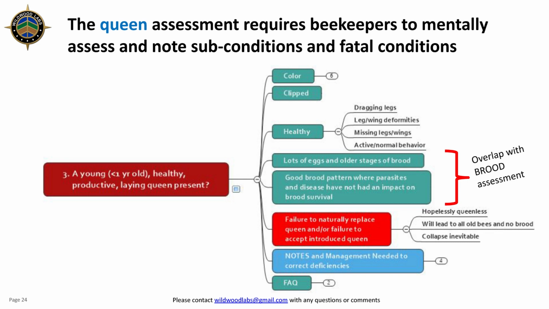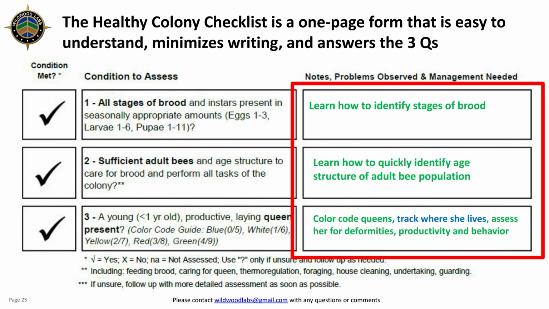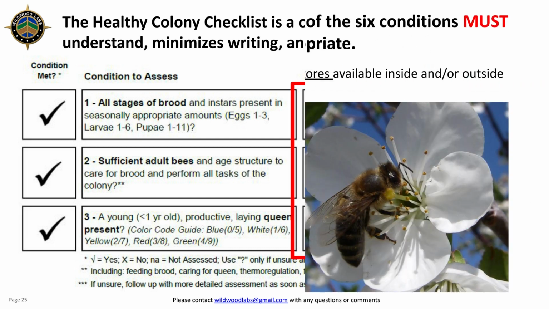The fatal condition would exist if the colony is hopelessly queenless and natural replacement fails and the colony does not accept a new queen. This slide summarizes what you can do to learn more about assessing the first 3 conditions. Feel free to pause here to study the slide, take a screenshot, or make notes.